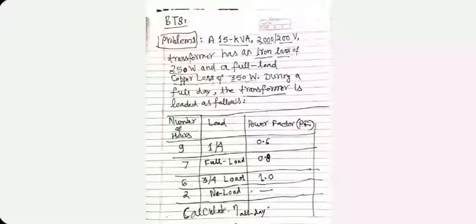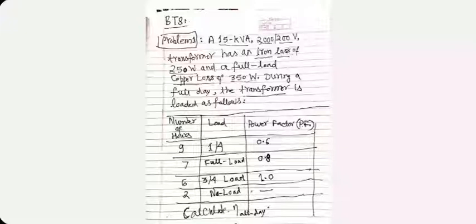Then for 7 hours, it is full load operation with power factor improving to 0.8. And for 6 hours, it is 3 divided by 4, 75% of the rated value of secondary current, and full unity power factor. For 2 hours, there is nothing connected. So what is eta all day?